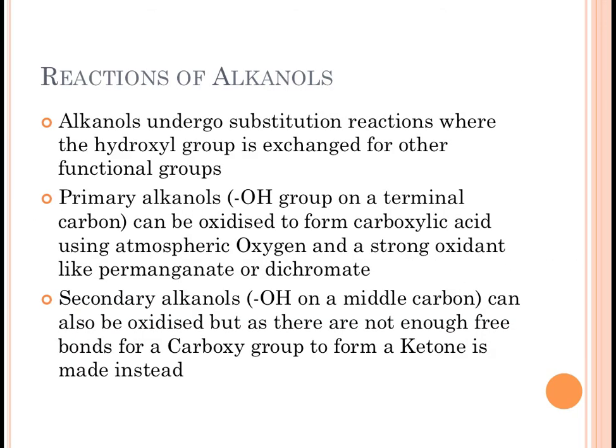Okay. Once we've made an alkanol, we can also undergo a couple of other reactions. So if we've got a primary alkanol, remember that means the carbon's on the end, we can oxidize that to make a carboxylic acid. Okay. If we've got it in the middle, then we can also oxidize it, but we can't make a carboxy group. We're going to make a ketone instead, a carbon double bond oxygen. Okay. Tertiary alkanols, can't oxidize them. If we're going to oxidize them, then we need an oxidant or oxidizing agent, something that's quite strong, which would normally be permanganate or dichromate.